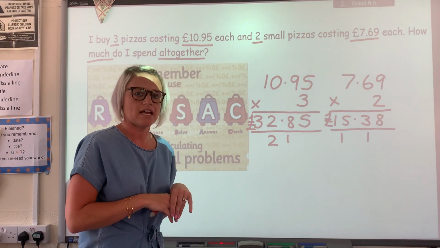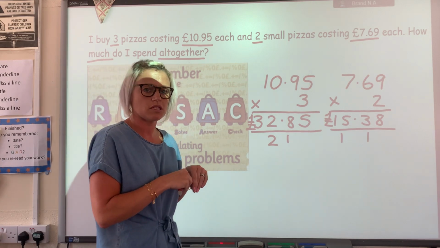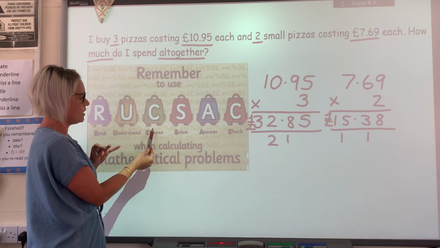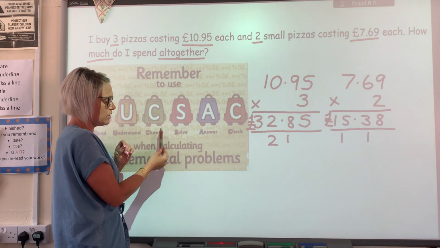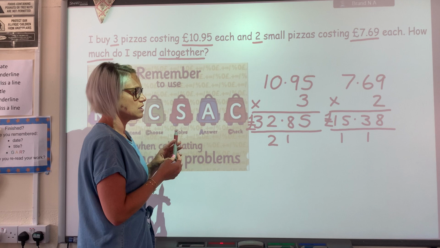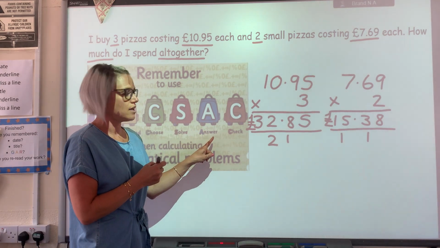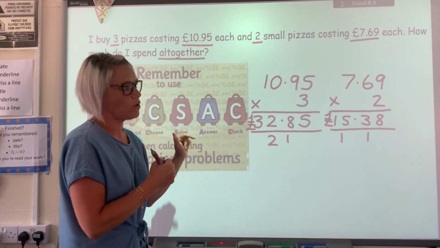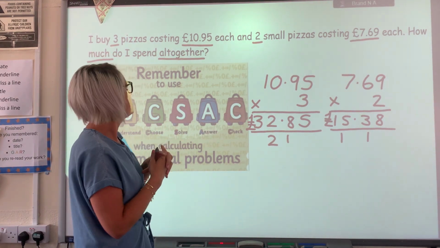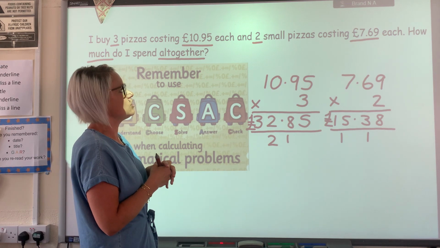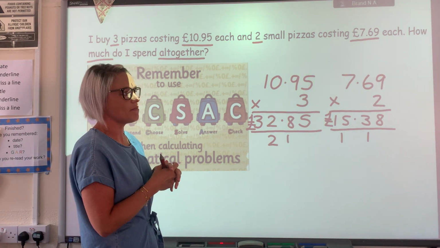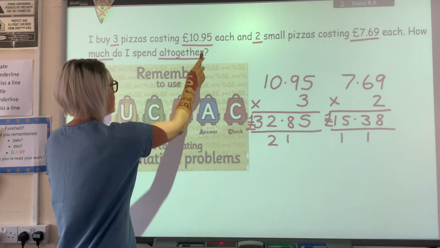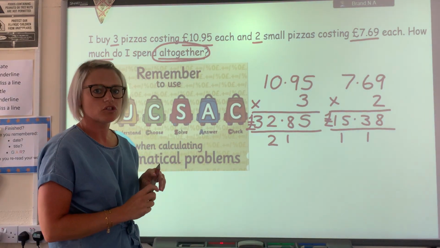So do I finish there now? Have I done and can I move on to the next question, do we think? Well, let's have a look. We've read it, we've understood it, we've chosen what calculation we need to do, and we've solved this bit so far, and we've got an answer. So let's just check now. I've got two answers. I'll reread the question. I buy 3 pizzas costing £10.95 each and 2 small pizzas costing £7.69 each. How much do I spend altogether? Now this here is my key word, altogether.